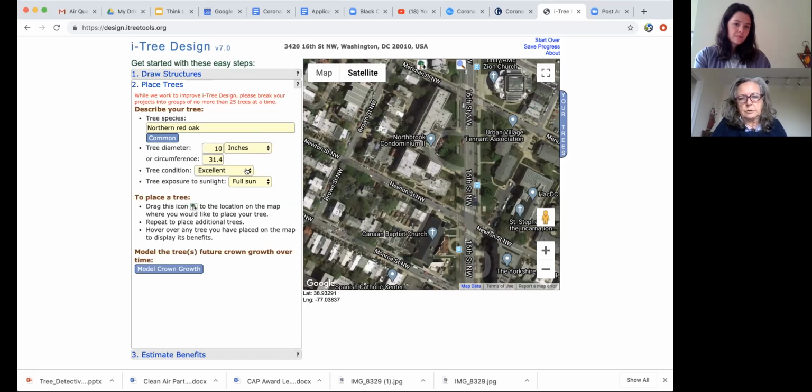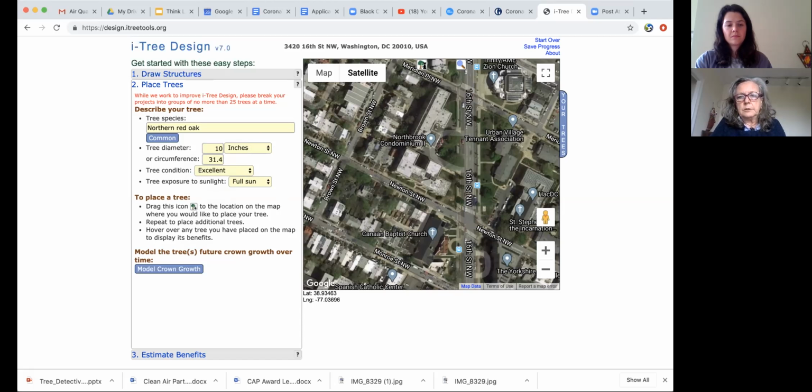Now, it's possible that the tree that you're going to be looking at is not in excellent condition. So you have the choice of different types of conditions here. And what are these tree conditions and tree exposure? Again, Ms. Kelsey told us that the tree that we were looking at was in full sun, right? One of the things that both the tree condition and the full sun enable us to provide the iTree Design is to tell us how much photosynthesis will take place and how much growth will take place within a year. So a tree that is in poor condition and does not have full sun will not grow as quickly and will not provide as many benefits.